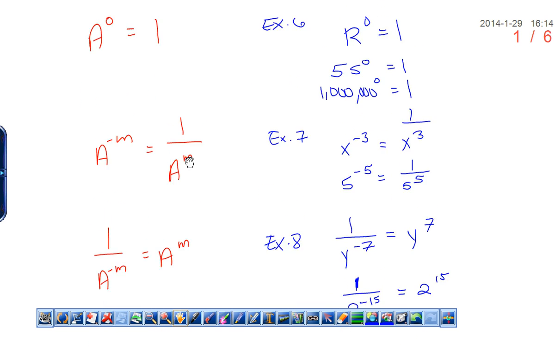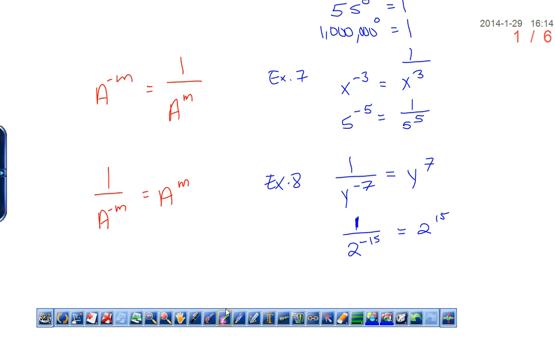The last two are probably the hardest ones, and the ones we see everyone struggles with. Anytime you have a negative exponent, this is like saying it's over 1. Then we flip it around, and a to the m is in the denominator without the negative. This is not a typo: negative m and then positive m. So x to the negative third is 1 over x to the third. 5 to the negative 5 is 1 over 5 to the 5th. And then reverse, if we have 1 over a negative exponent, that becomes a to the positive exponent. So 1 over y to the negative 7th becomes y to the 7th. 1 over 2 to the negative 15th becomes 2 to the 15th.